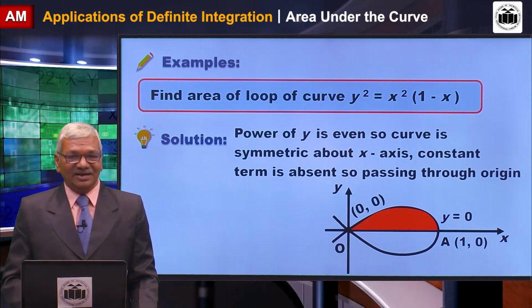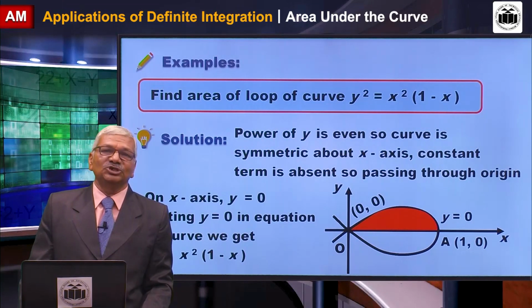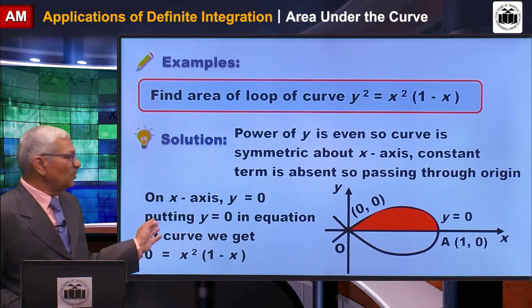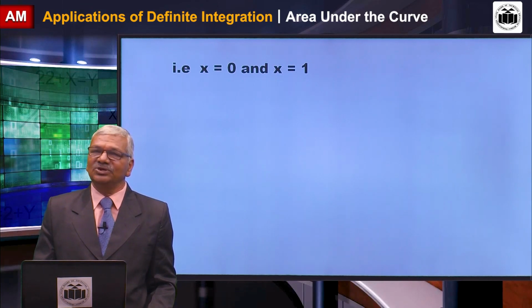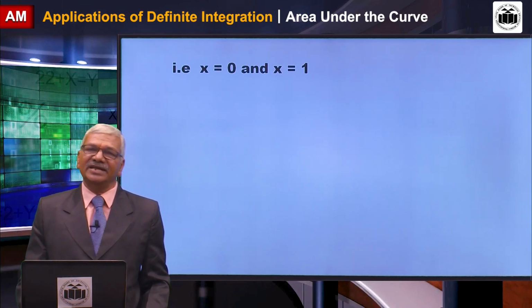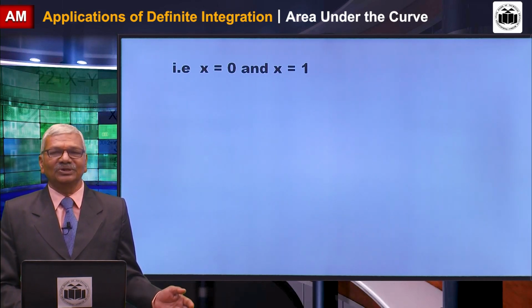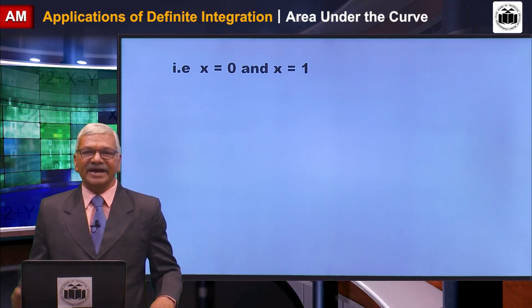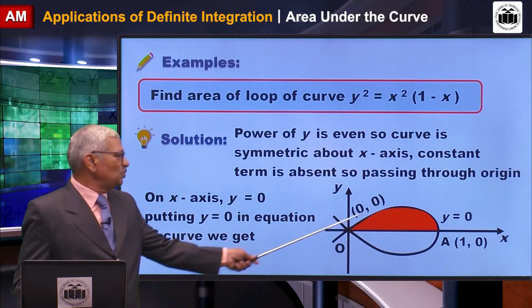Means what? Right, on x-axis y is 0. So putting the value of y equal to 0 in the equation of the curve, we get 0 equals to x square into 1 minus x. Solving this equation, what do we get? x equal to 0 and x equals to 1. It's very simple. You did it in 9th standard. x square into 1 minus x, 0 means what? x square equal to 0, 1 minus x equal to 0, that is x equal to 0 and x equals to 1. It means that if you go back to diagram, you will find the limit is 0 to 1.